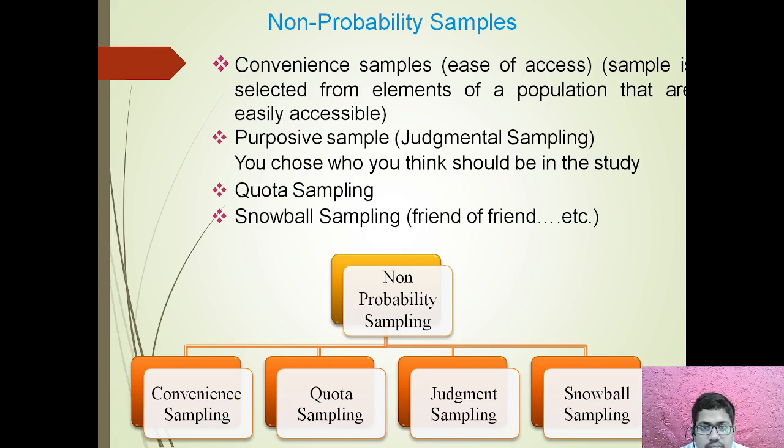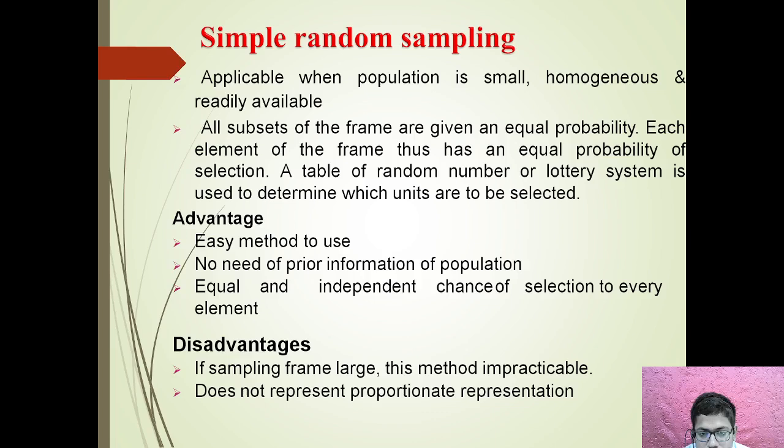And non-probability sampling: convenience sampling, which is based on our convenience. Then purposive sampling is judgmental, chosen in a specific area. And quota sampling, snowball sampling. Snowball sampling is friends of friends, used in an unorganized sector. We cannot identify in advance which sectors are going for snowball sampling. We can take cottage industries as an example.